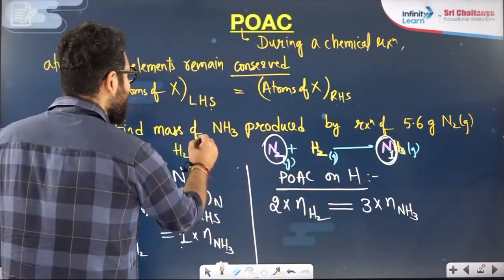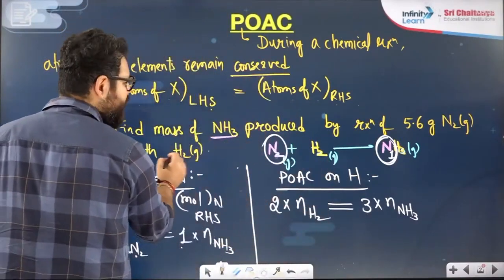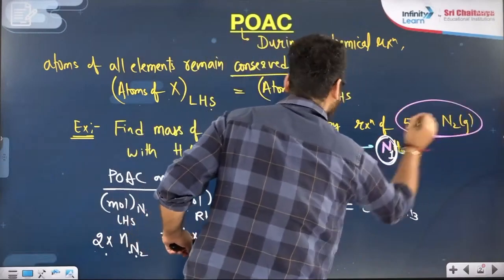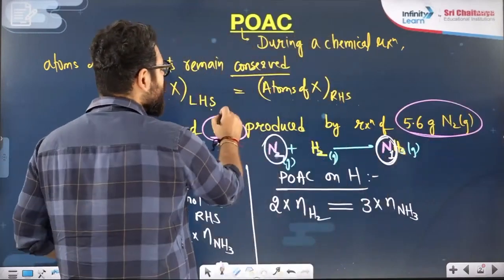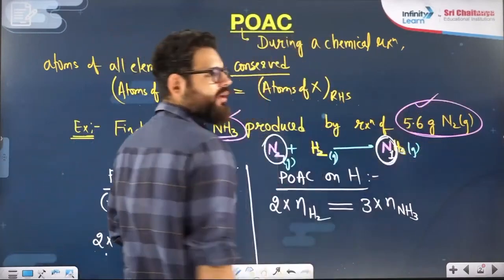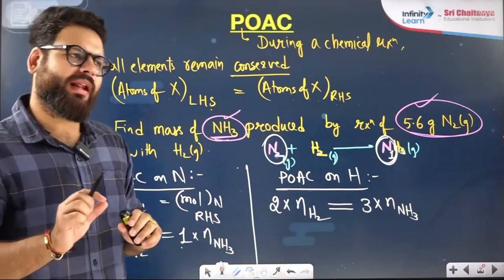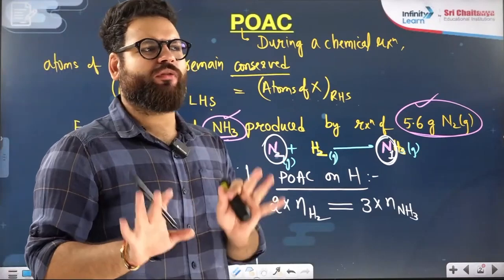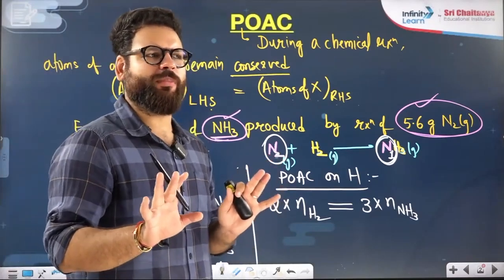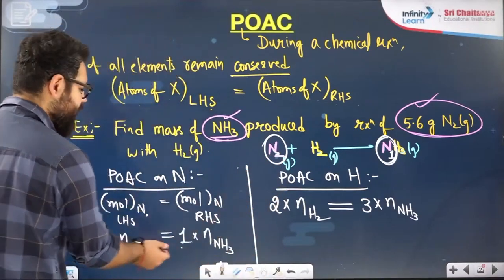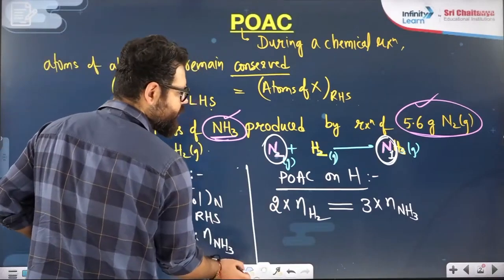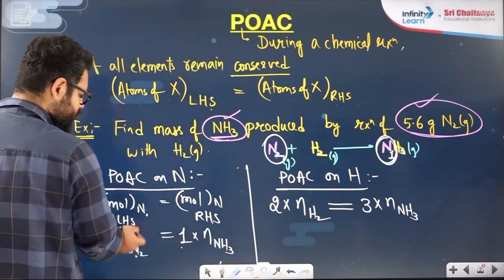The question is, find the mass of ammonia. Now they have given the nitrogen amount, they are asking for the ammonia amount. What is common in ammonia and nitrogen? Which atom is common? Nitrogen. So we will use the POAC of nitrogen. This is our nitrogen POAC. Let us use it.